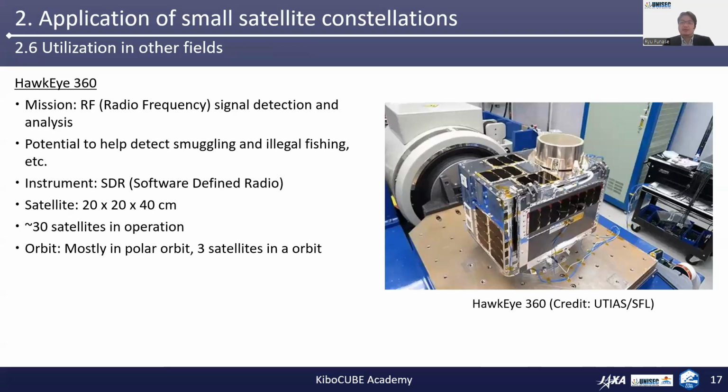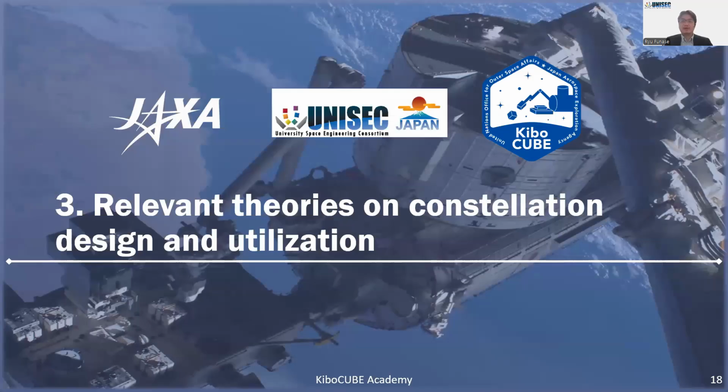SDR, software-defined radio, can receive a wide variety of signals such as AIS and ADS-B over a wide frequency bandwidth. The orbits are mainly low polar orbits, and global observation is possible. Up to here, I have introduced various applications of small satellite constellations. Chapter 3 describes the theory behind these examples, including orbit dynamics and orbit control, which are key to the design and utilization of constellations.